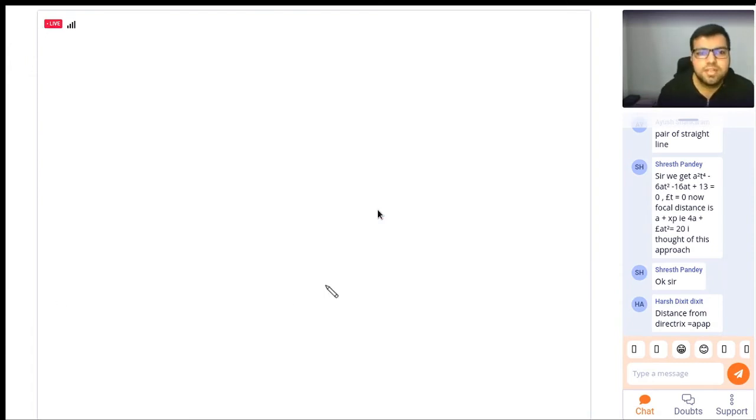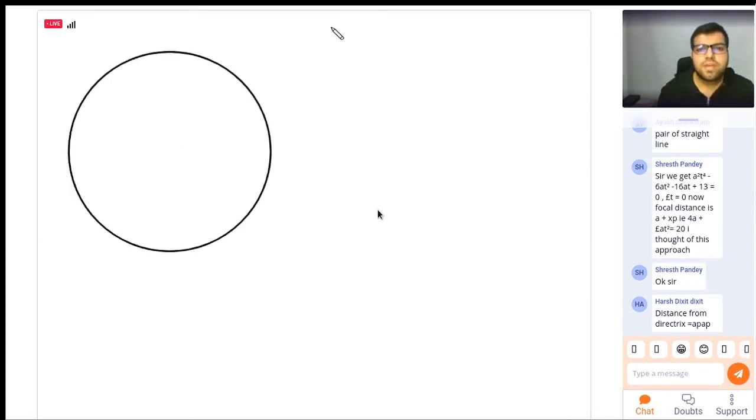So one was the circle. We were given a circle. So this was the circle, say. Okay. And then we were given a hyperbola. Other was a hyperbola. So I can draw it like this. And I drew it like this, something like this. Okay, so these were the points of intersection.